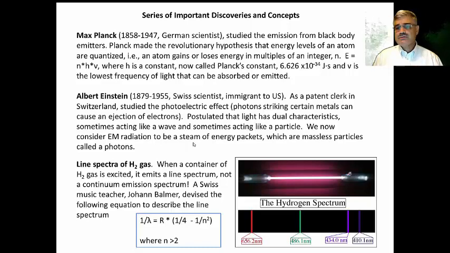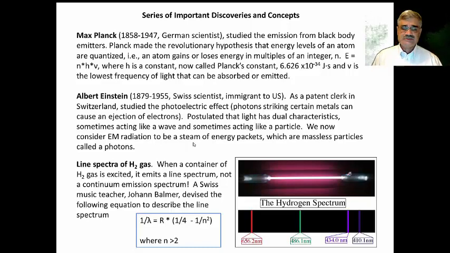Planck made the revolutionary hypothesis that energy levels in an atom are quantized. That is, an atom gains or loses energy in multiples of some whole number, where the integers could be numbers like 1, 2, 3, 4, 5. He came up with the equation that E equals, of course we had E equals h nu, but E equals n times h times nu, where n is this integer, which could be, again, 1, 2, 3, 4, a whole number. And of course, Planck's constant is named after Max Planck.